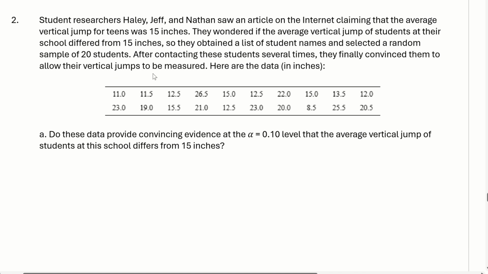All right, so number 2. Student researchers Haley, Jeff, and Nathan saw an article on the internet claiming that the average vertical jump for teens was 15 inches. They wondered if the average vertical jump at their school differed from 15, so they obtained a list of student names and selected a random sample of 20 students. After contacting these students several times, they finally convinced them to allow the vertical jumps to be measured. Here are the data. Do these data provide convincing evidence at the 0.10 level that the average vertical jump at the school differs from 15 inches?